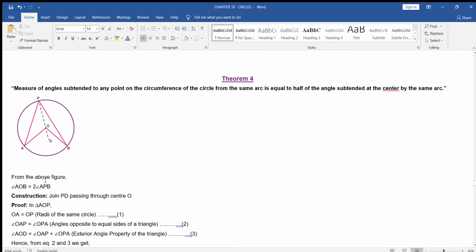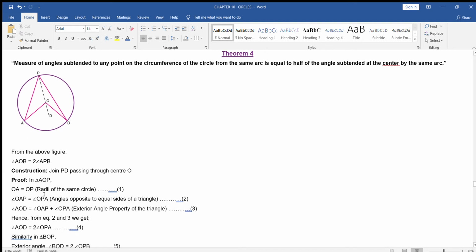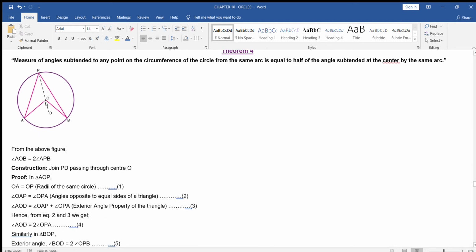Okay. So first of all we will do the construction. We will join P to O till D. Now we are having a triangle, this triangle AOP. Now see, in this triangle AOP, we are having OP and OA. Both are equal because they are radii of the same circle. So the opposite angles, angle APO and angle OAP, both are equal because the angles opposite to the equal sides are equal.